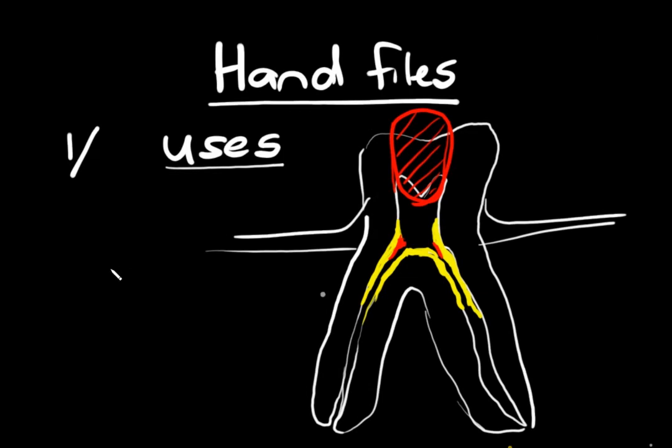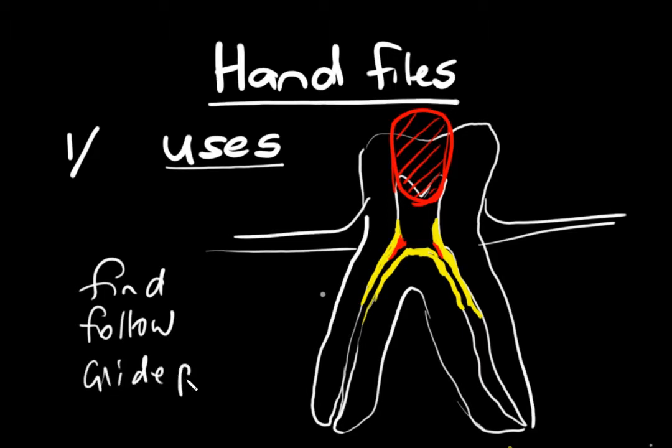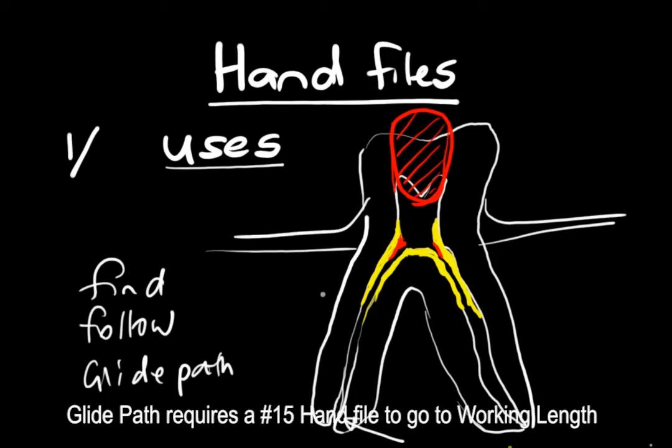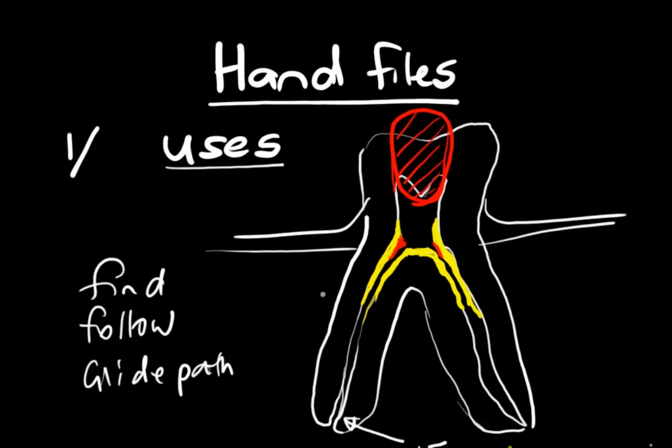So that's the find and following. To find, you have the stiff file. To follow, you need a more flexible file. And then for the glide path, to make the glide path, you want to get this part, or the apex, up to at least a size 15 hand file. And because you're taking a reasonably sized piece of metal down there, you want it to be reasonably flexible. So that's both the distal canal and the mesial root, distal root.